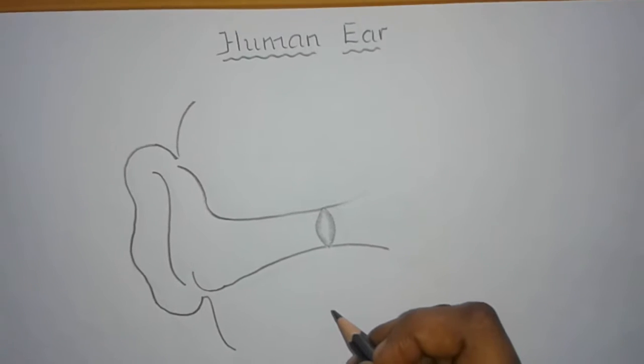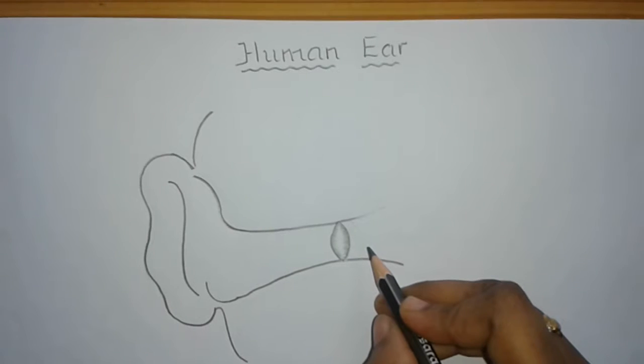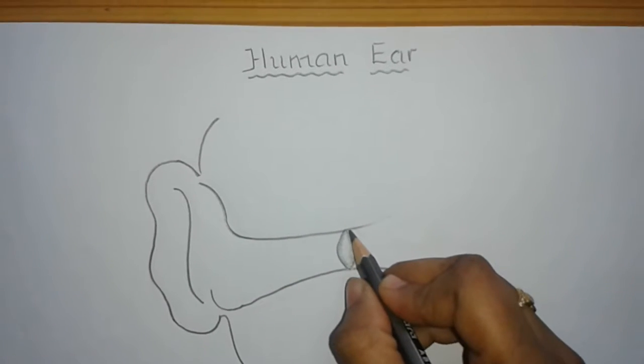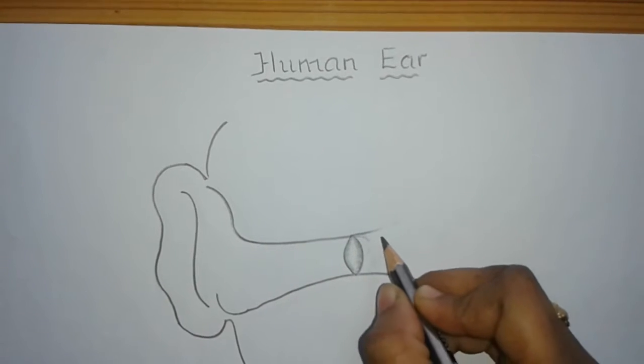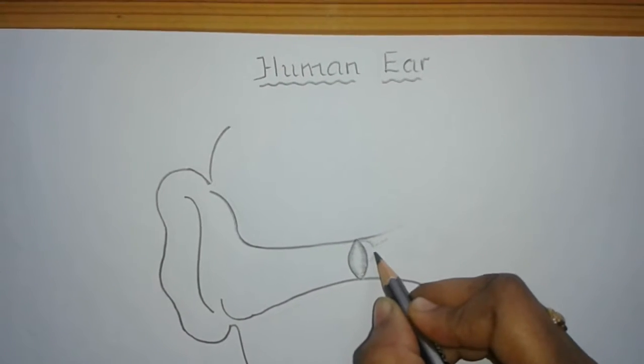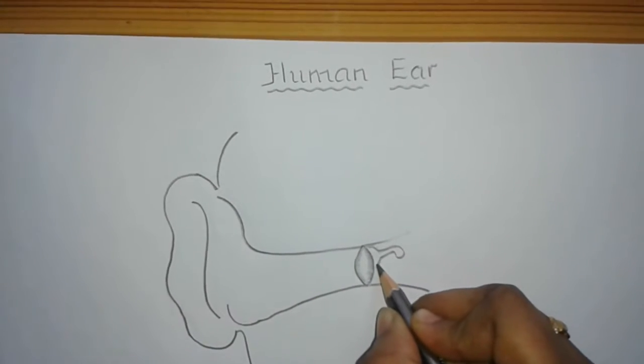Now let us draw the second important part of the ear, that is the middle ear. It consists of three small bones. The first one is the malleus. It is also called suttige in Kannada. It is just like a hammer. So draw a structure which looks like a hammer.